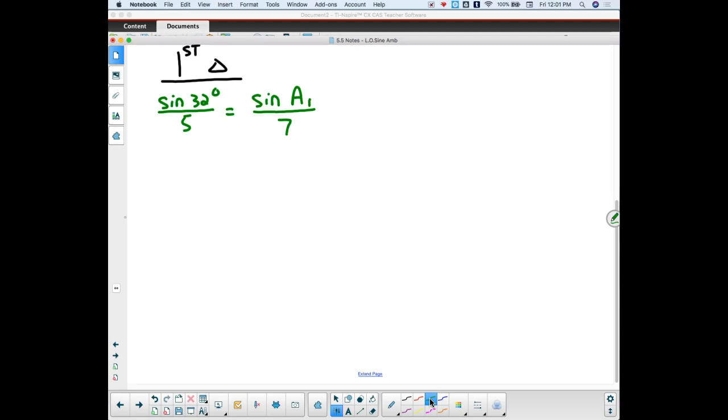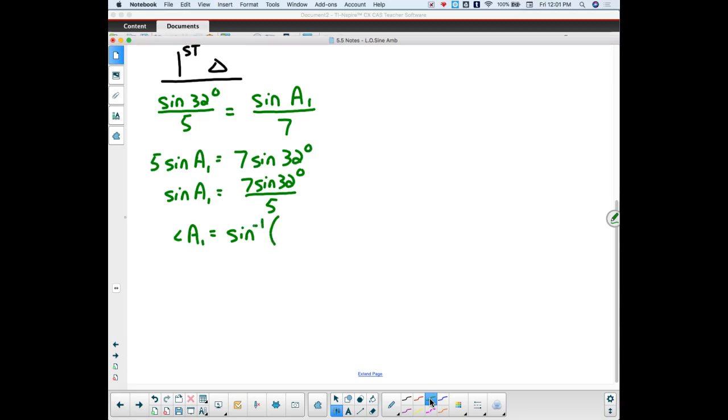Okay, so let's do some work. 5 times the sine of angle A sub 1 is equal to 7 times the sine of 32 degrees. So the sine of angle A sub 1 is 7 times the sine of 32 degrees divided by 5, which makes angle A sub 1 equal to the inverse sine of that fraction.